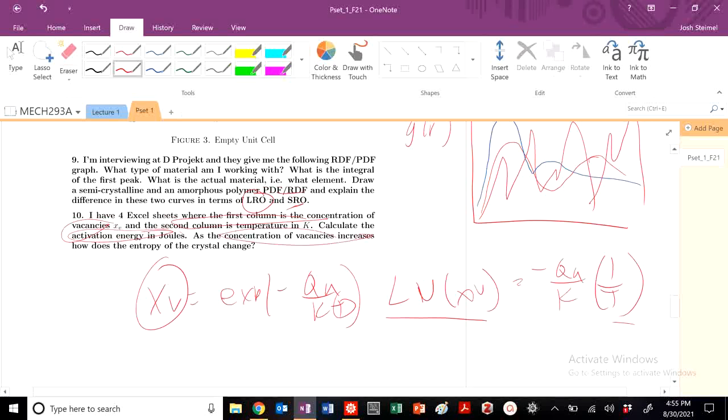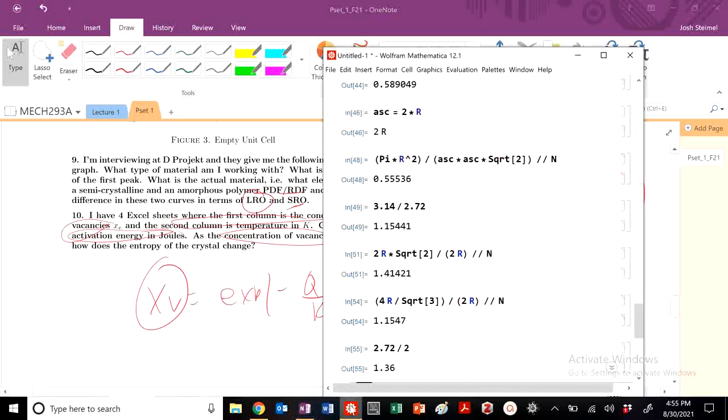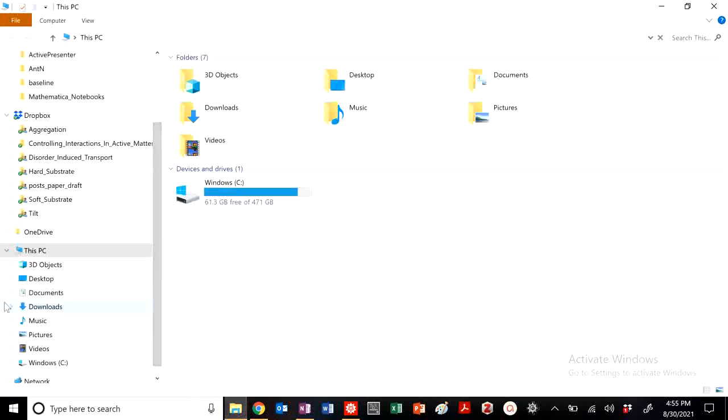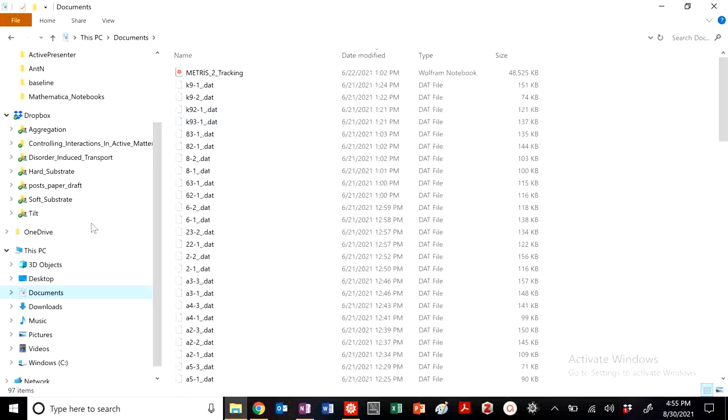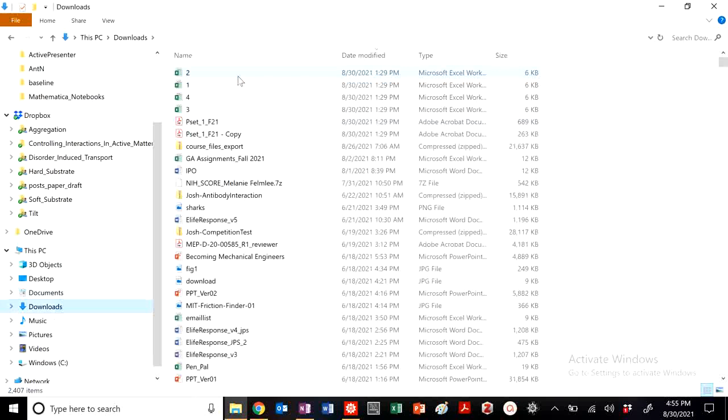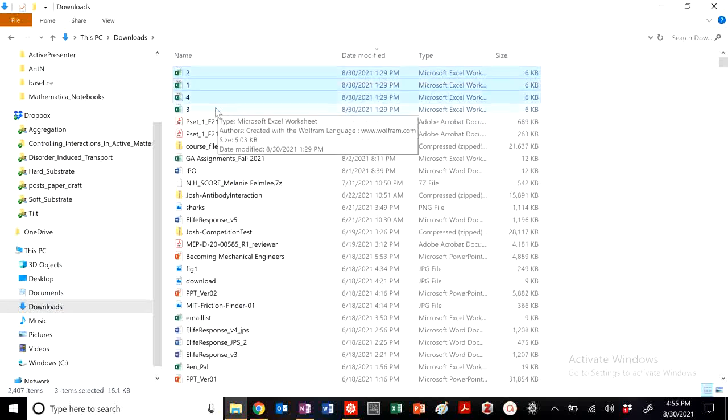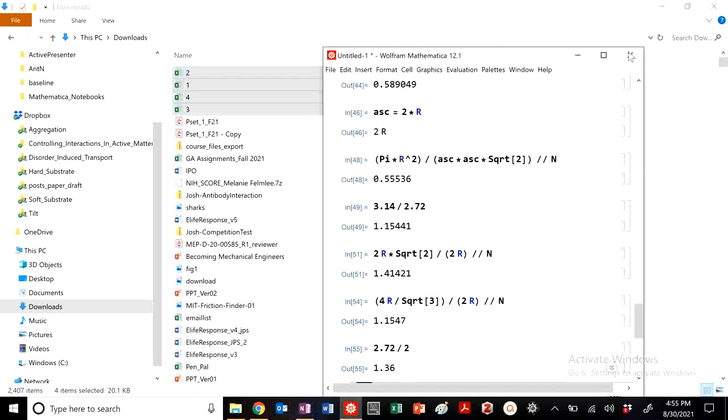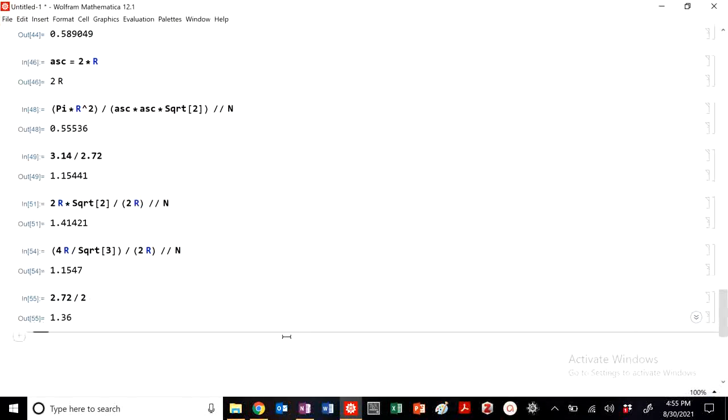As we increase the concentration of vacancies, entropy increases because again we have more spots available to move in. So let's go ahead and play around with those values. I think I've already downloaded it. Yep, 1, 2, 3, 4. So I'm going to copy these, I'm going to go into here, and I'm going to go into here.